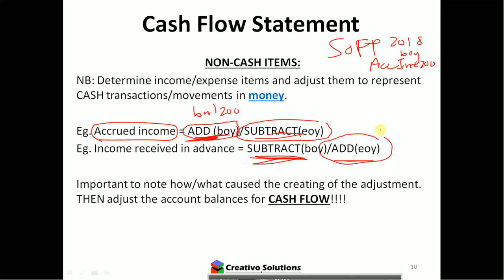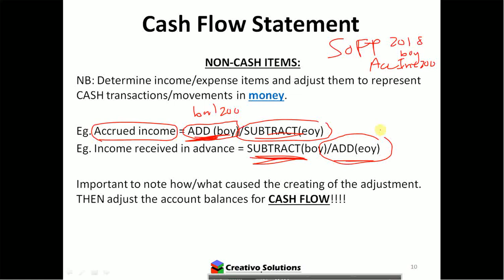Beginning of year, you're still going to have to pay for it. So what does that mean? It's an outflow of cash. When do you pay it? At the end of the month. But remember, it's been used. The beginning of the year balance is representing what? An amount that's outstanding from the previous year, from 2017.